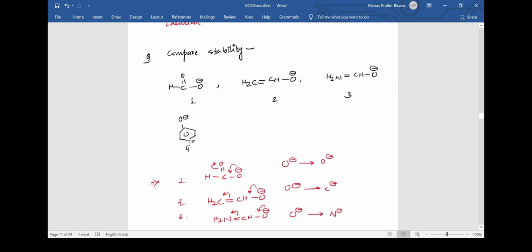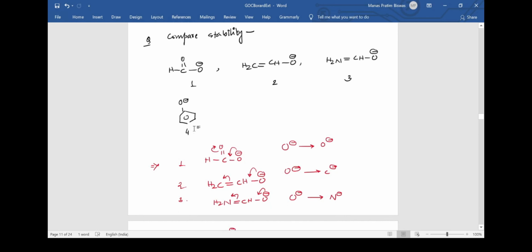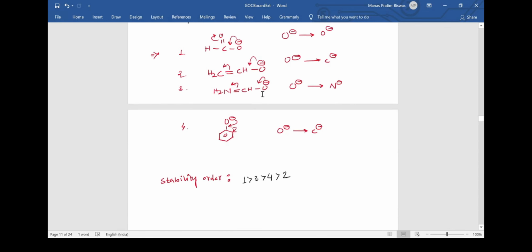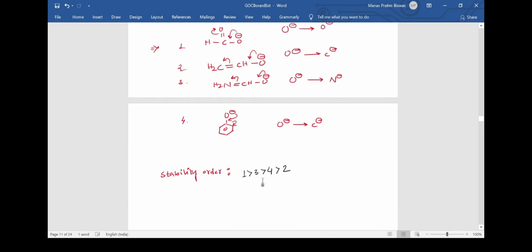But in the fourth example, like I said, there will be a cyclic resonance and this resonance will continue over other carbon atoms. That means the negative charge on the oxygen is traveling all through this ring. That means it is coming over more carbon atoms than in the second one. Hence the dispersion is more in case of 4 and less in case of 2. So we can say that the fourth one is more stable than the second one. So the final order we are getting is 1 greater than 3 greater than 4 greater than 2.